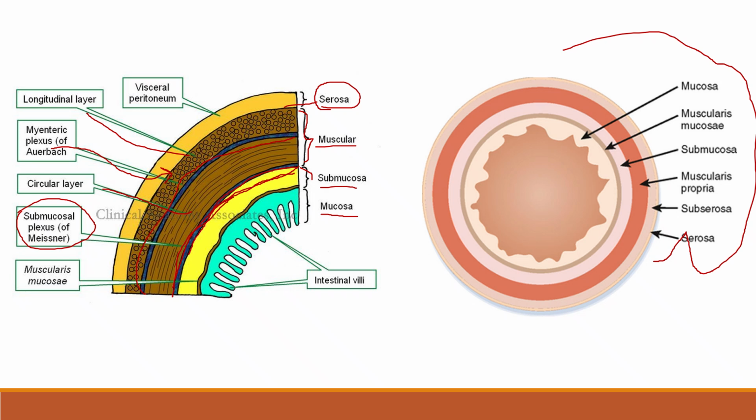And in the case of between the circular layer and the submucosal layer, there are nerves, that is the submucosal plexus. The submucosal plexus helps with the secretion of mucosa. So you need to remember these parts of the digestive system, I mean the layers of the digestive tract. It's very important.